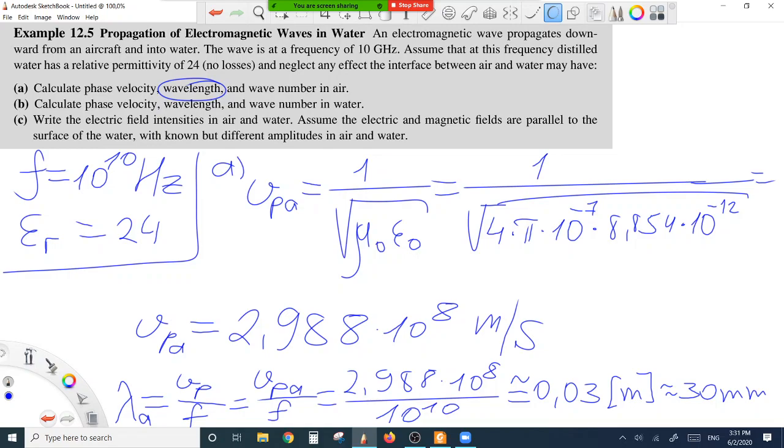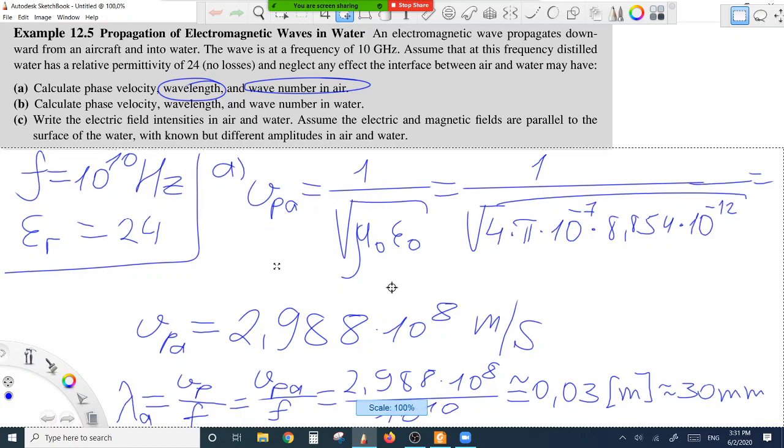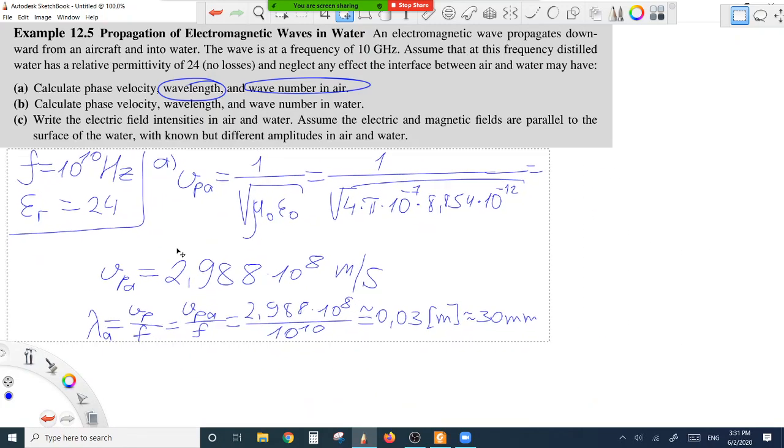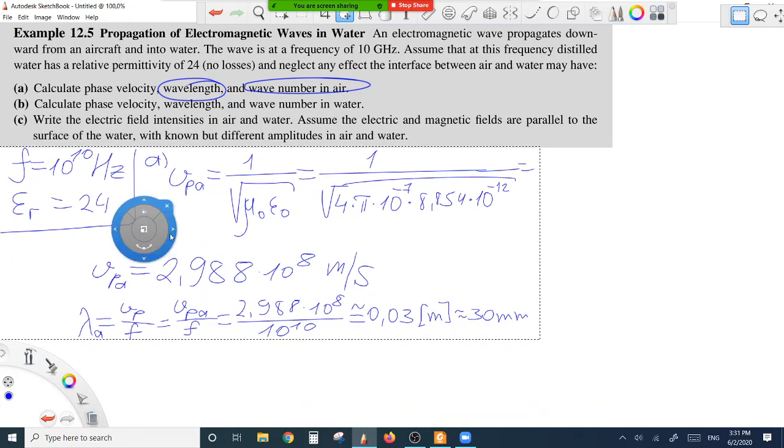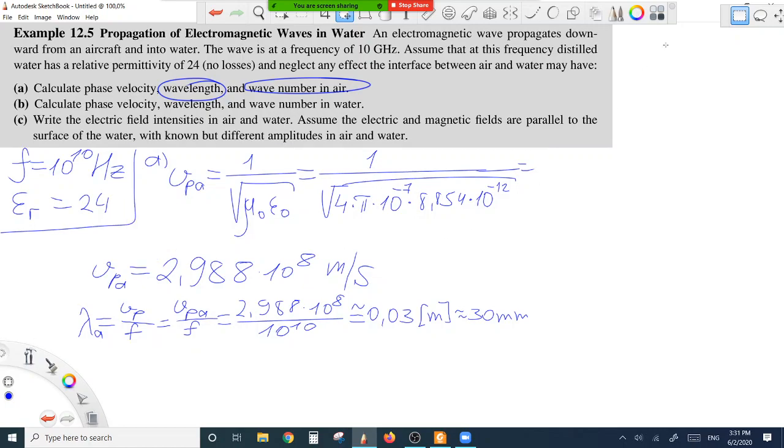And wave number in air. Okay, so let me scale down a bit and continue on the same page.